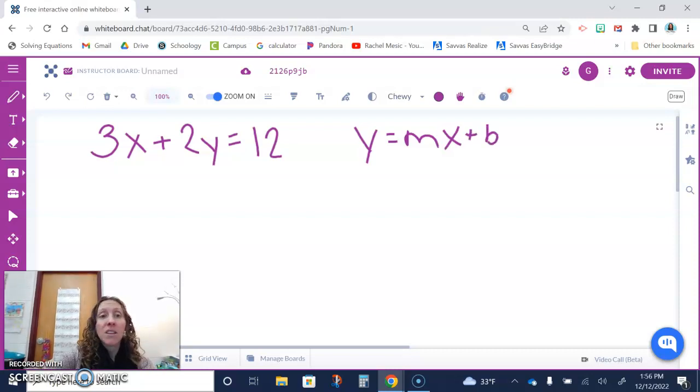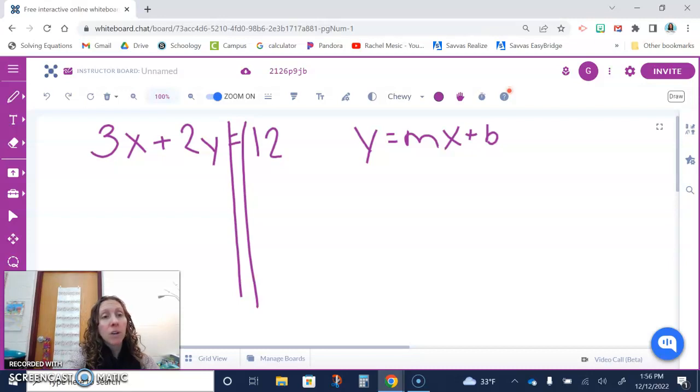So we are going to draw railroad tracks and we're going to get rid of all of the other stuff that's with the y. So the easiest thing to do is to get rid of the 3x first. It is being added. So the opposite or the inverse would be to subtract 3x. And whatever we do to one side, we also have to do to the other side.